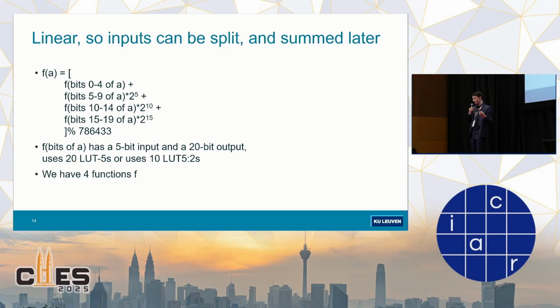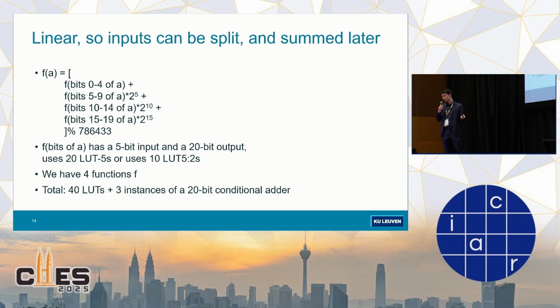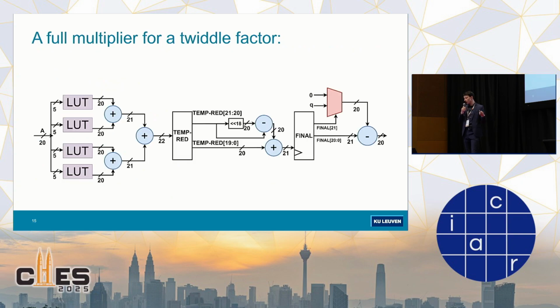So what we end up doing is having 4 functions f, which we need to add together. We just need 20 lookup tables for each of these functions, 40 lookup tables in total, and 3 instances of a 20-bit conditional adder to get the result. So how does this end up looking? Well, you need your lookup tables, you add the results together, and then you get a 22-bit number that you have to reduce further.